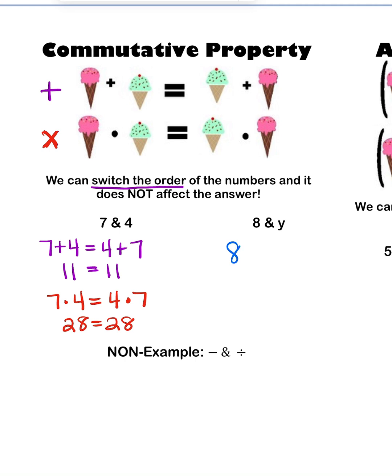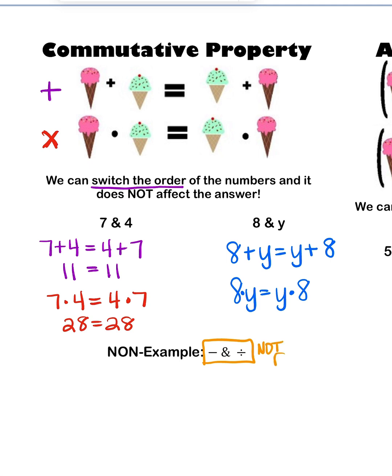So if I said 8 plus y, that is exactly the same as y plus 8. And again, you can only do this when adding or multiplying. So if I said 8 times y, with an invisible times there, that is exactly the same as y times 8. Totally reversible. A non-example would include subtracting and dividing, because subtracting and dividing are not reversible.